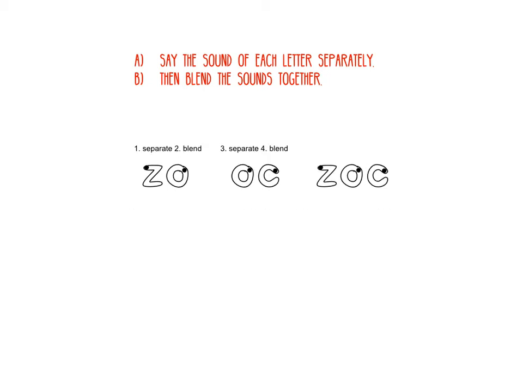You'll also see blending that looks like this, where you do 2 separate blends and then you blend 3 sounds together. So let's start with this first one and we'll just move along. Z, a, za.